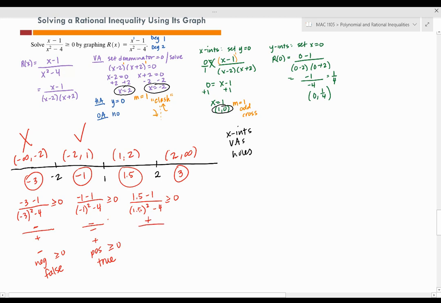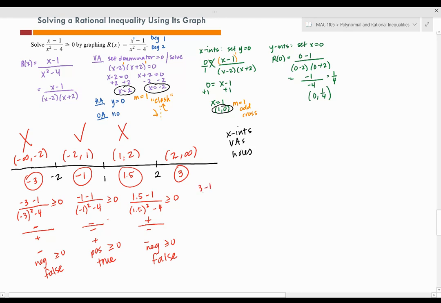1.5 squared minus 4, that's going to be a negative number. A positive divided by a negative is negative. And a negative number is not greater than or equal to 0, so that's false. So I don't like that region. All right, and then I'm going to try the last one.